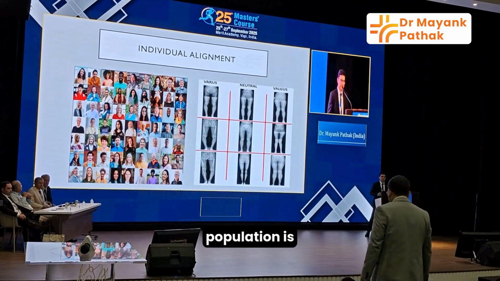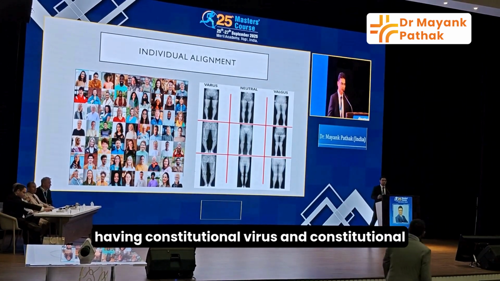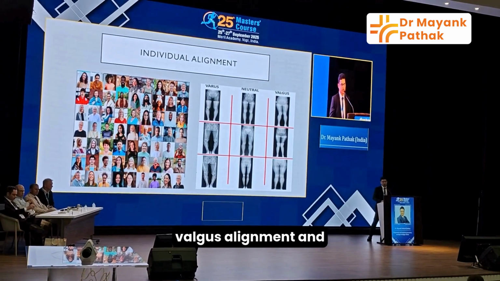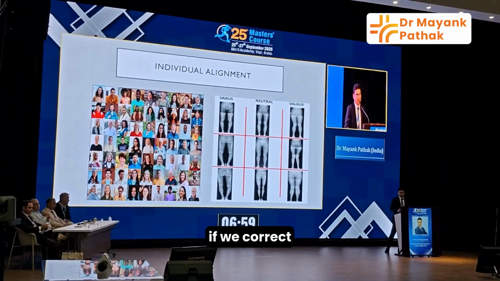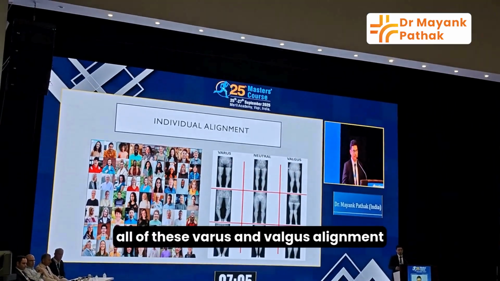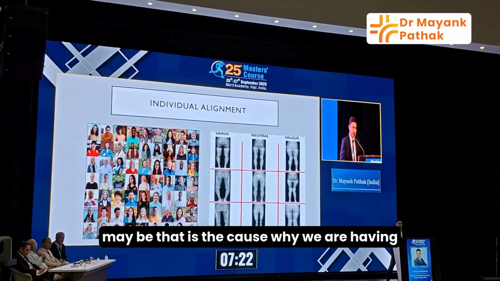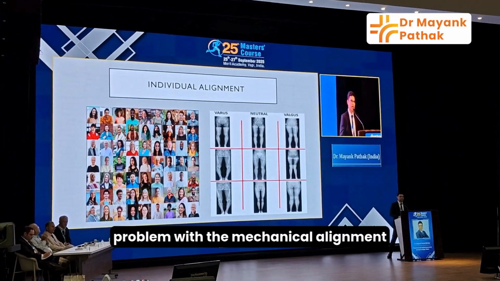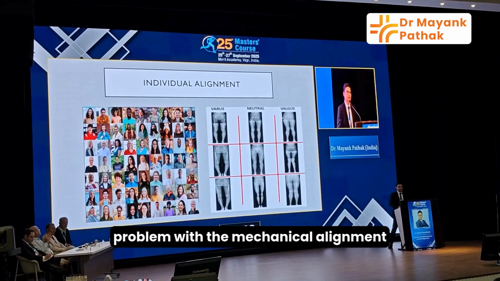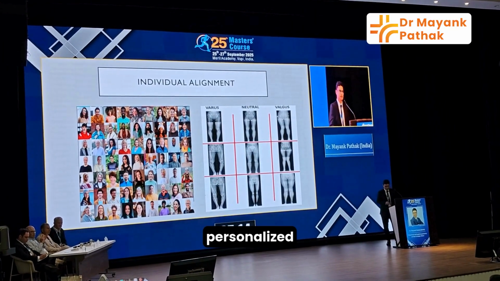with the finding that the population has constitutional varus and constitutional valgus alignment. If we correct all of these varus and valgus alignments into neutral alignment, that may be the cause of the problems we have with mechanical alignment.